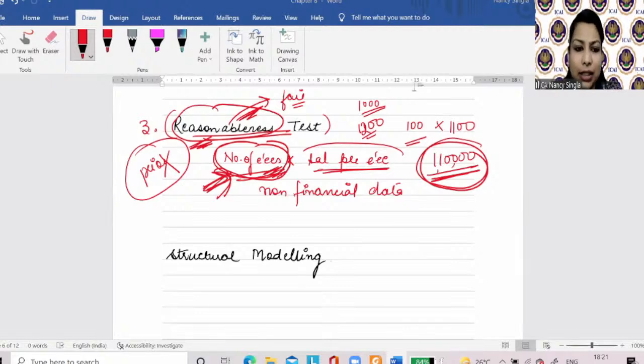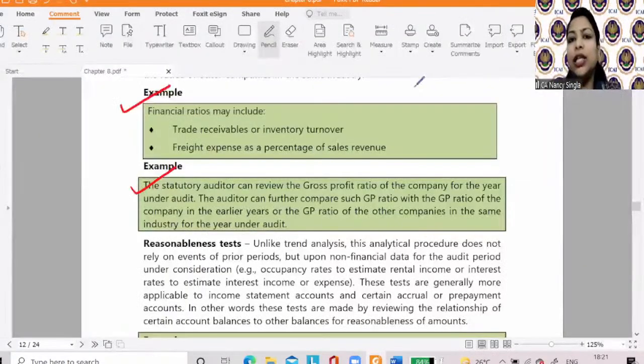There are various other examples where the auditor can use non-financial data. If you remember, I gave you another example, for example, the interest rate. Let's say the auditor thinks, okay, there has been a loan, let's say 10 lakhs loan at the rate of 5%. So 50,000 interest expense is what? It is reasonable. So he is using non-financial data, which is what? 5%, the interest rate.